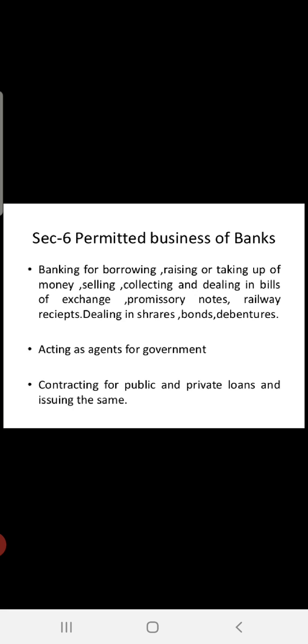Means according to section 6, they permit the business of a bank acting as the agent of a government, contracting public and private loans and issuing the same.